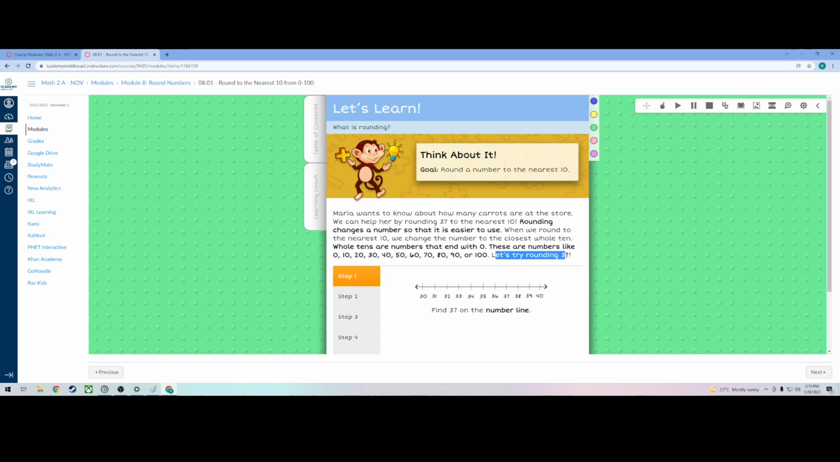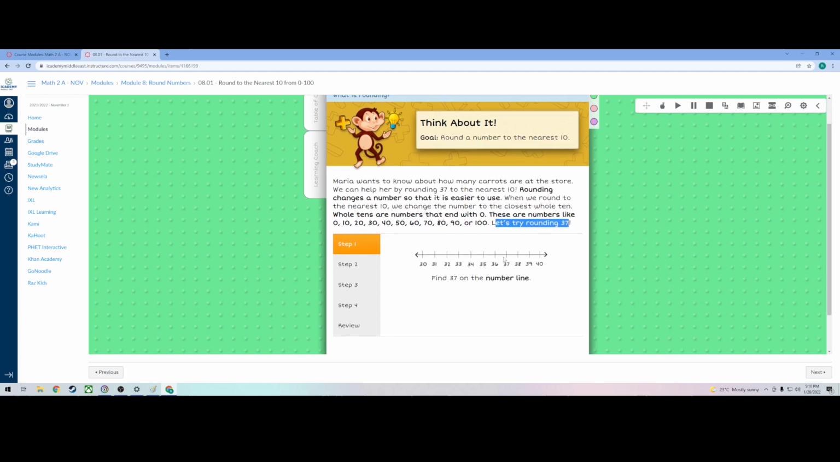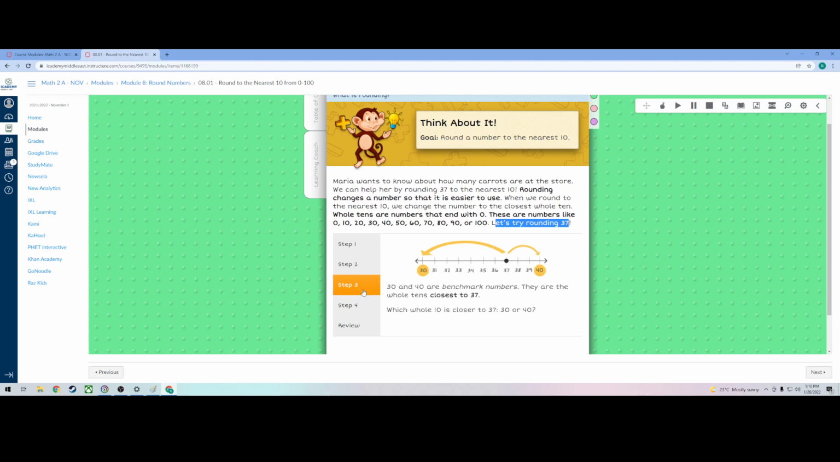So let's try rounding 37. Where is 37? Here. So step 1, find the number 37 on the number line. This is the number 37. Step 2, put a dot at 37. Here. Step 3, 30 and 40 are benchmark numbers. They are the whole 10s closest to 37. So 37 comes between 30 and 40. Those are whole 10s. So this is 37.